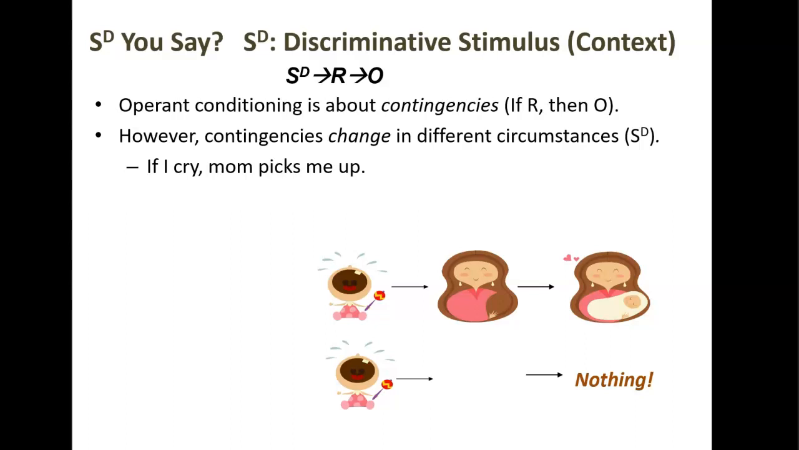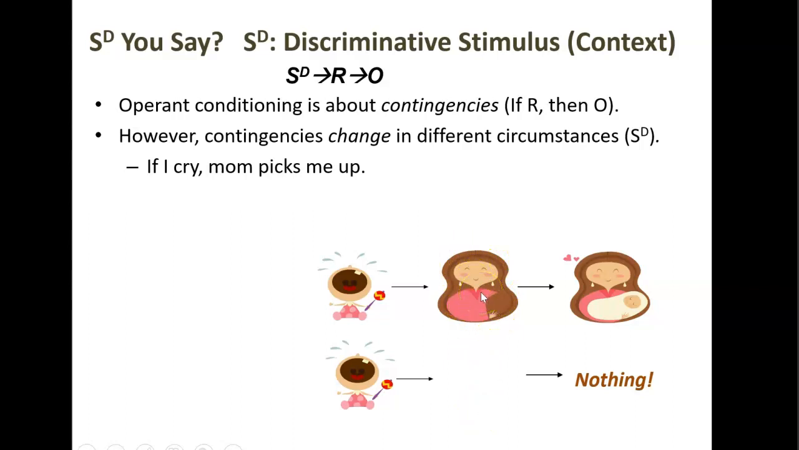If I cry, mom comes and picks me up, and a baby will learn that. So let's see if we can parse out what the SD, the R, and the O are here. What's the response in this example before I show you? The response is crying. The baby is crying. Well, what is the discriminative stimulus? Mom is the discriminative stimulus. If it's dad or no adult, we're going to have a different outcome.